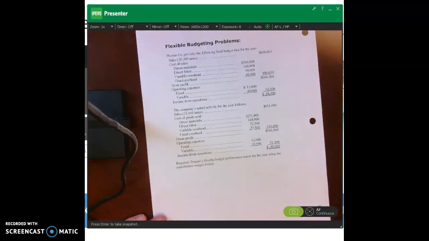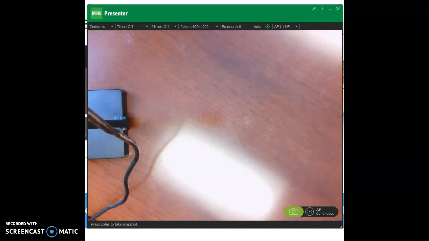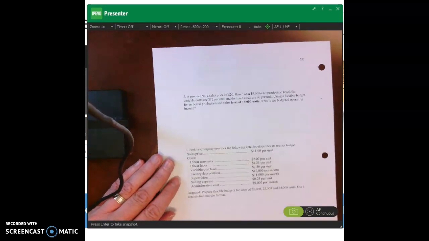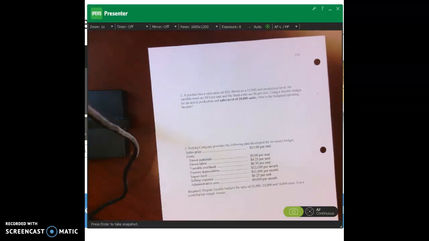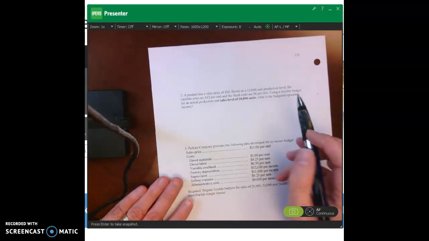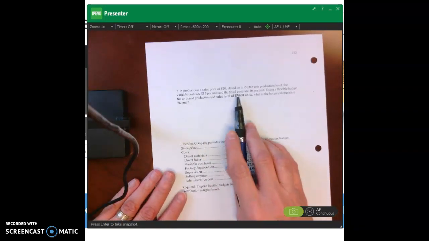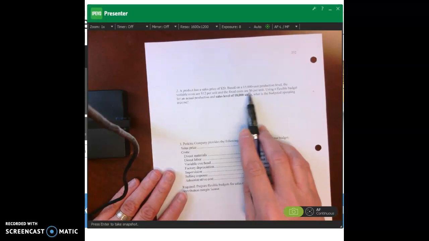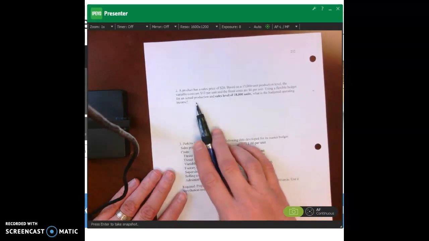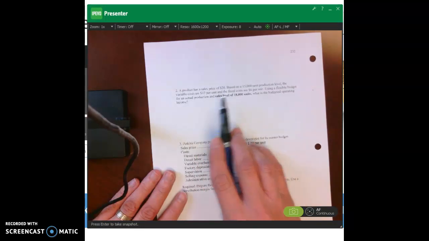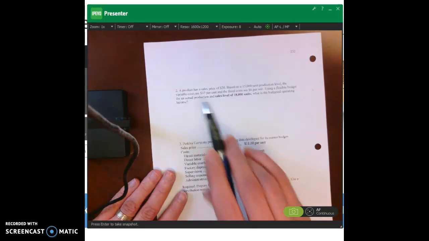So let's look at another problem right over here. And this one says sales price. A product has a sales price of $20 based upon a 15,000 unit production level. The variable costs are $12 a unit, and the fixed costs are $6 per unit. Using a flexible budget for an actual production and sales level of 18,000 units, what is the budgeted operating income?